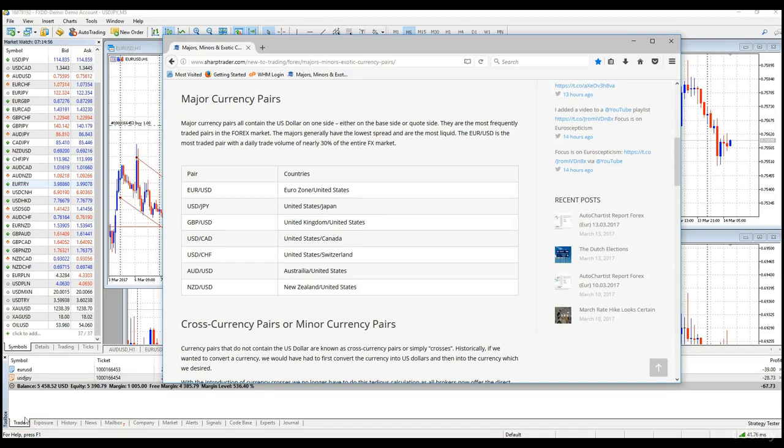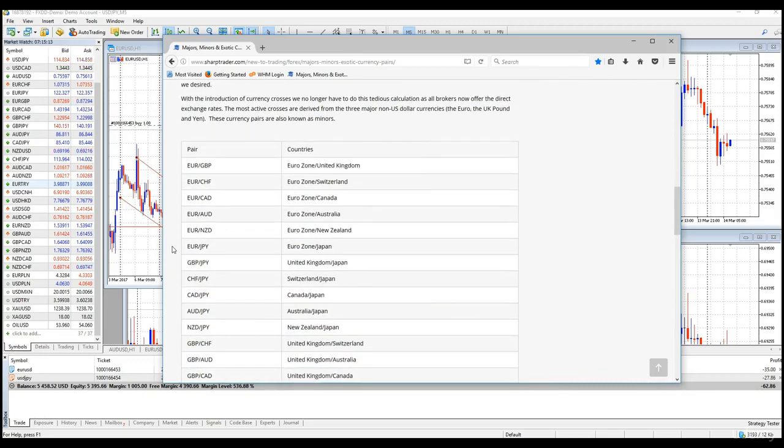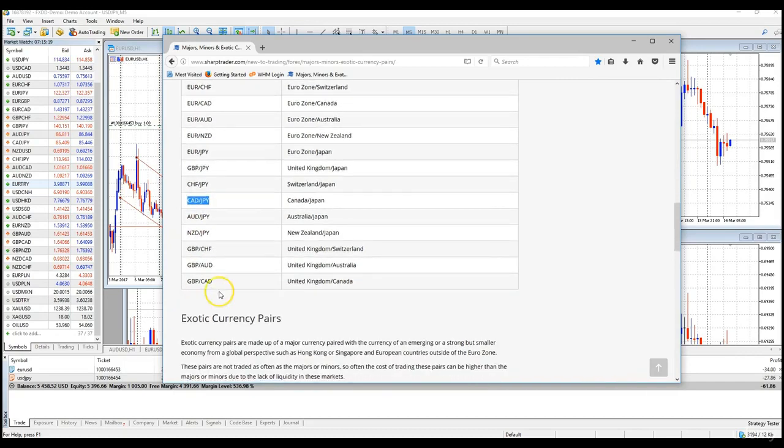In this lecture I'll explain the difference between trading the majors, minors, and exotics. Now the majors are all made up of the US dollar on either the base side or on the quote side. Okay, so these are all of the major pairs. Minors do not contain the US dollar. Okay, so it's anything from Euro Pound to CAD Yen.